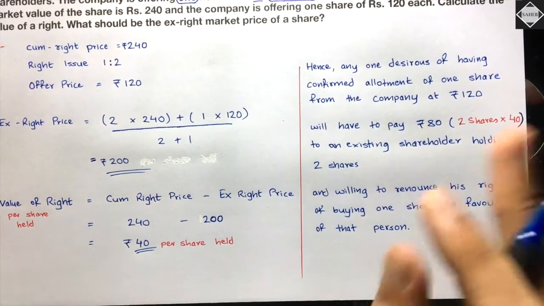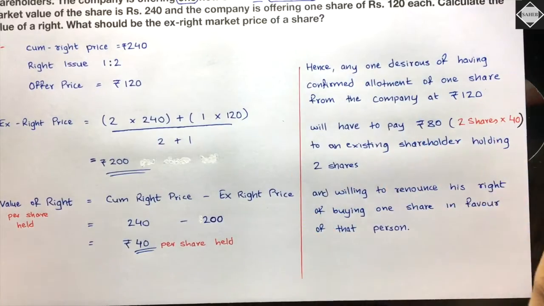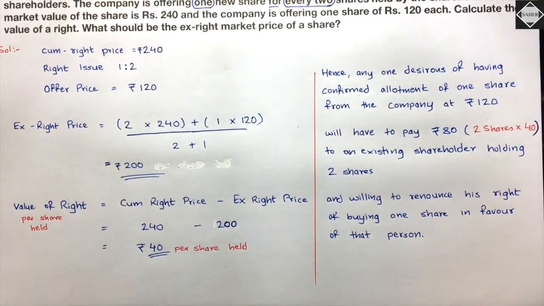Okay, it's all about rights. Shares are not bought and sold here in this case. That's different. Buying the shares and all, that's different. Here the rights are being bought and sold. Fine. So you understood this.